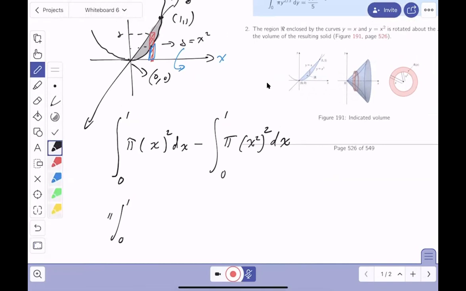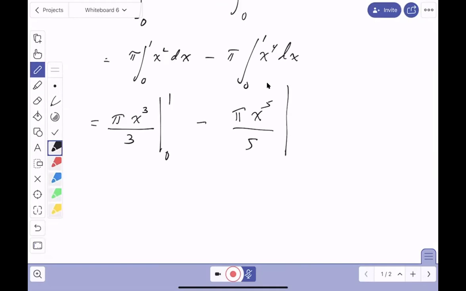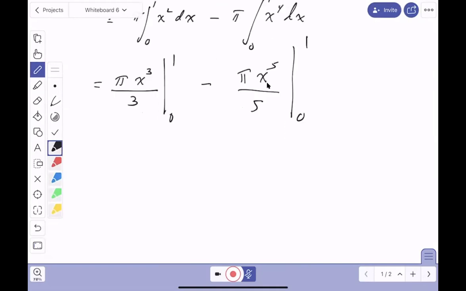So it's going to be pi x squared dx minus pi x to the fourth dx. We're going 0 to 1, and we've got to do the integration. It's going to be pi x cubed. That's a cube. Let me get my eraser. It doesn't look right. Zero to 1 minus pi x to the fifth over 5, 0 to 1. Let's keep doing it. Again, we have an answer key.